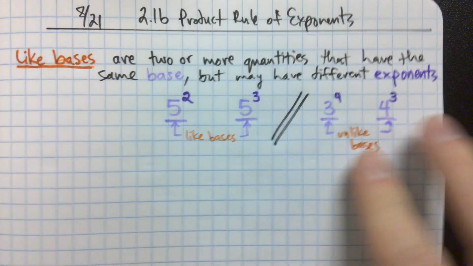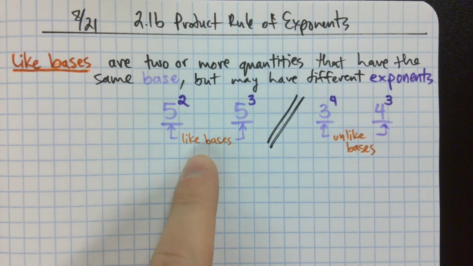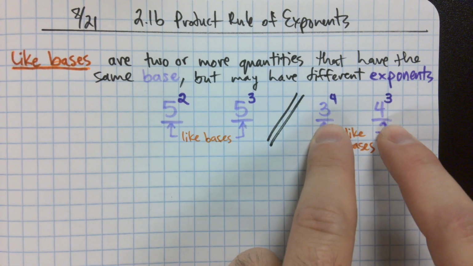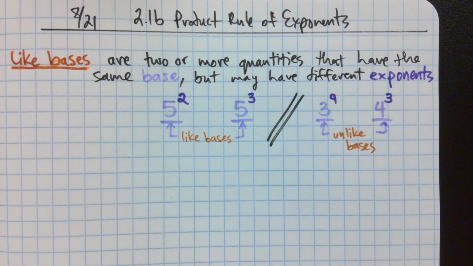But just so you guys can see the difference of what I'm talking about, like bases have the same big number. Unlike bases are not the same big number. Give me a thumbs up if that makes a little bit of sense so far before we talk about why we need to know like bases. Good, okay, nice and simple.